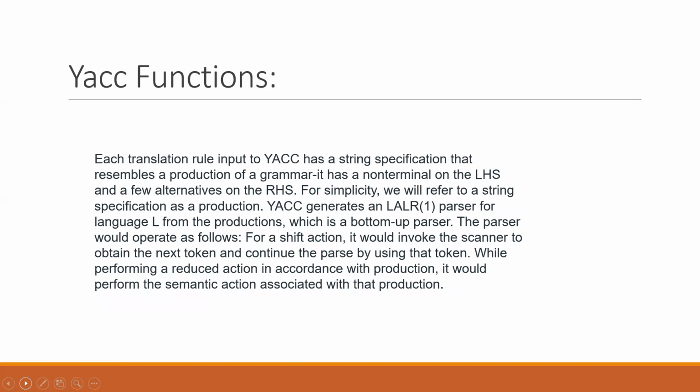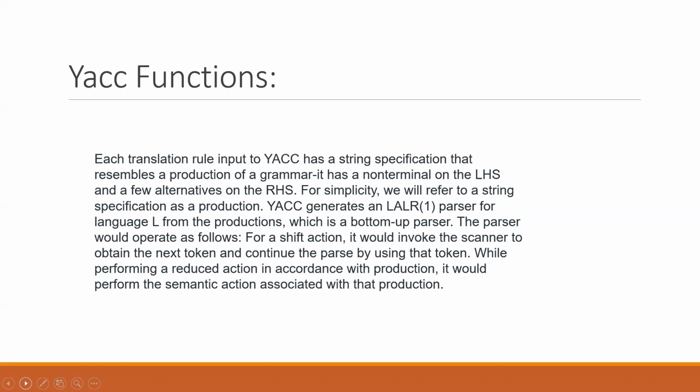So now the yacc functions. Each translation rule input to yacc has a string specification that resembles a production of the grammar. It has a non-terminal on the LHS and a few alternatives on the RHS. For simplicity, we will refer to a string specification as a production. Yacc generates an LALR(1) parser for language L from the productions, which is a bottom-up parser.